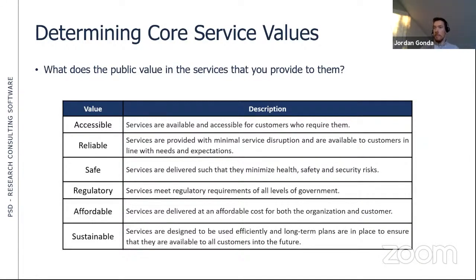Are they safe? Meeting regulation. Even affordable, and affordability is on two ends. It's the affordability of the public to use a service: what are the taxes and rates? But also the affordability for the town to be able to maintain everything. And lastly, the public always values what's sustainable. They want to know that the services they have today will keep being provided in the future. When you talk about values, it's about looking at these core values, and from here we can start tracking and understanding truly what we're providing.